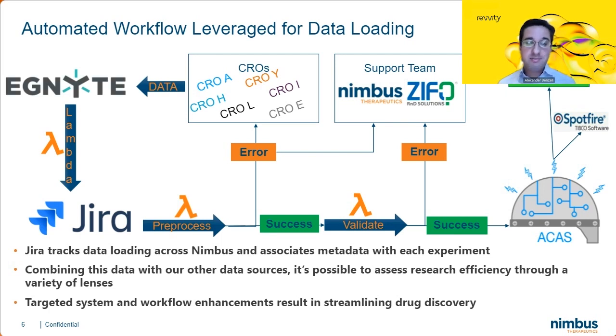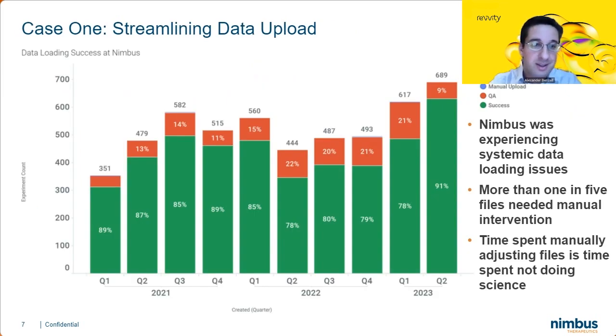With that, Jira associates metadata with each experiment, and each data file is an experiment, and Jira loads certain metadata associated with that. With that metadata, we're able to take a look at things and say what's working, what's not working, and just look at the metrics around the data that we have loading. But if we start to combine this with our other data sources, we can really start to get a picture of how well things are working under the hood. And where things aren't working, we can design targeted system and workflow enhancements to result in streamlining drug discovery, which is exactly what we've done.